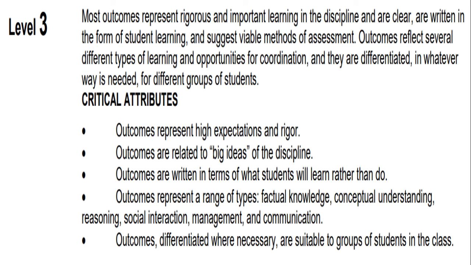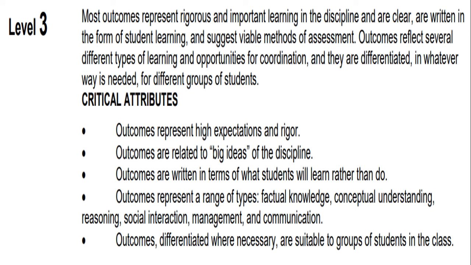For a teacher to attain a level 3, the teacher must do the following, or have the following present in their lessons and in their classrooms. Most outcomes represent rigorous and important learning in the discipline and are clear, are written in the form of student learning, and suggest viable methods of assessment. Outcomes reflect several different types of learning and opportunities for coordination, and they are differentiated in whatever way is needed for different groups of students.